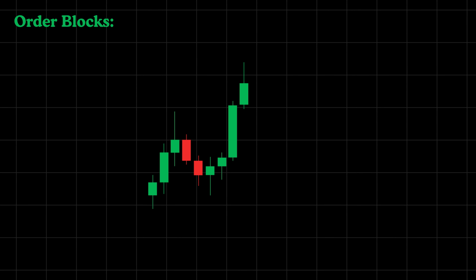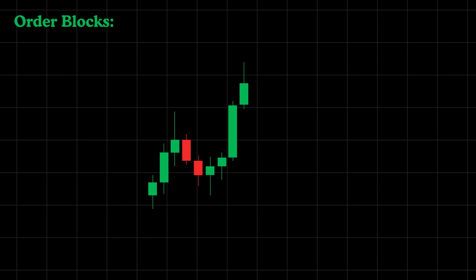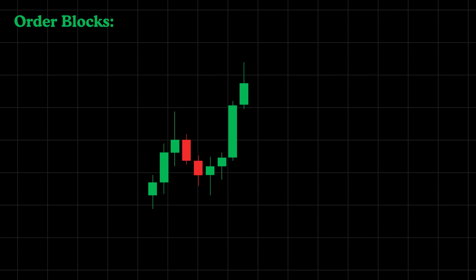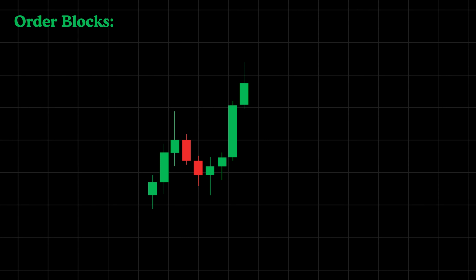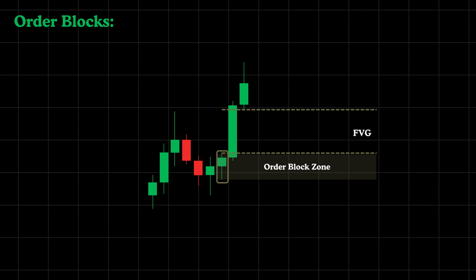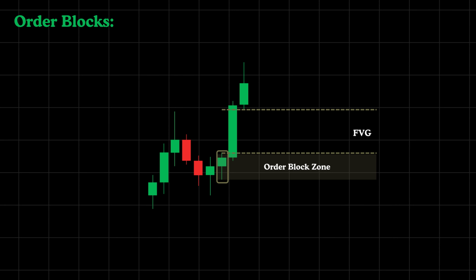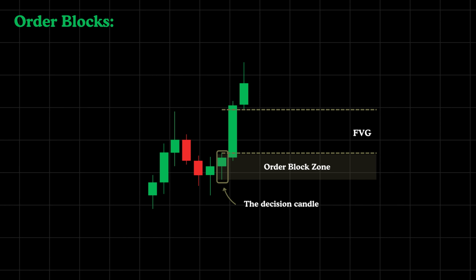Order blocks are refined supply and demand zones found on the chart where major buying or selling activity originated. These areas are significant because they often reflect where large market players or institutional traders entered positions that influenced price direction. We mark the initial candle that generated a fair value gap as the order block zone. That's because we assume the decision for the strong move started somewhere within that area.